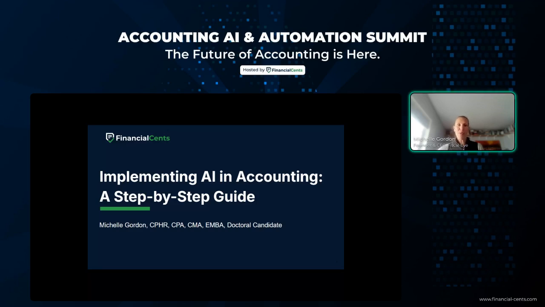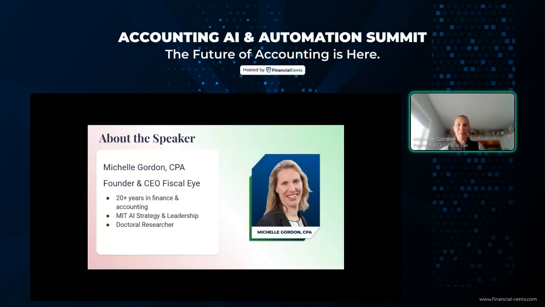If you're wondering why I'm talking about it, here's a little bit about me. I'm Michelle Warden. I am a CPA as well as I have my HR designation, and I'm actually working on my doctorate right now. I have 20 plus years working in finance and accounting, and I recently completed MIT's AI strategy and leadership program. And right now I'm also trying to complete my doctorate, and I'm doing a lot of research in leadership as well as integration of AI.